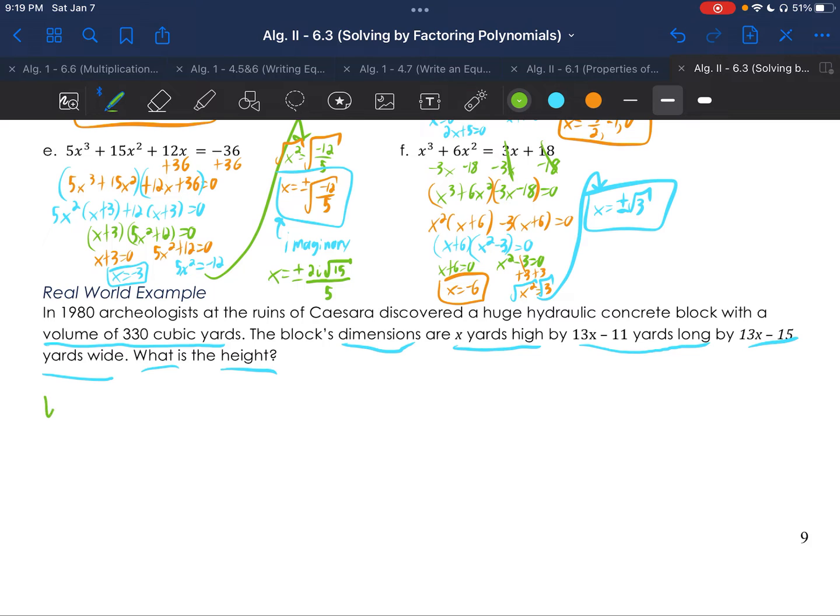Well, if you don't know, the volume formula is volume is equal to length times width times height. That's very important to know here, because we know the volume to be 330 cubic yards. We know the length to be 13x minus 11 yards, because it says 13x minus 11 yards long. We know the width to be 13x minus 15 yards, and we know the height to be x yards.